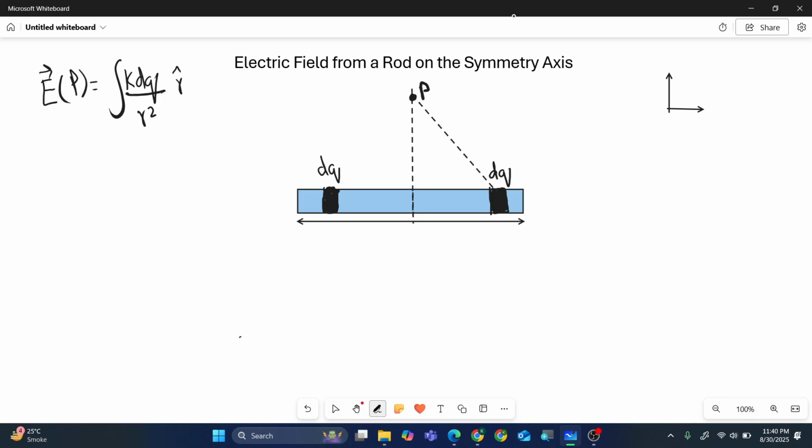So let's do that. First of all, you need to identify r. Now I'm going to first of all identify my coordinate axis. So this distance is y here, and this is a rod of length L. Since this is my origin, the length of this part is going to be minus L over 2, and the length of this part is going to be plus L over 2.